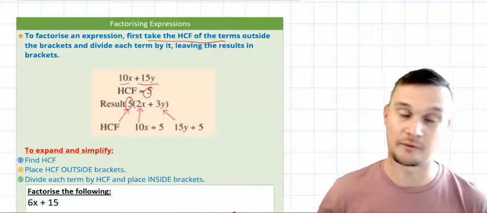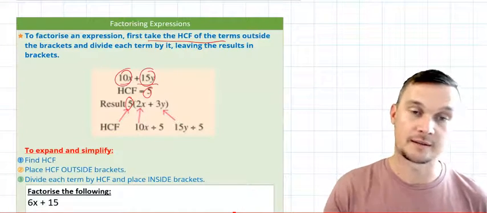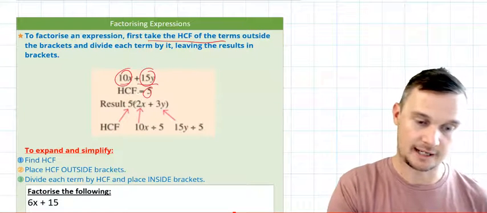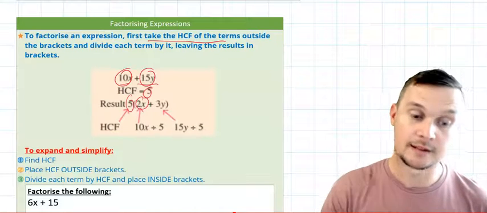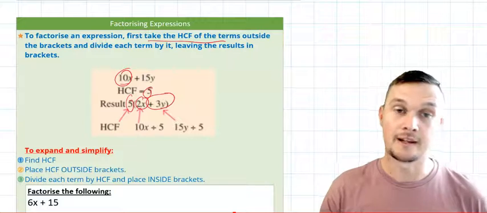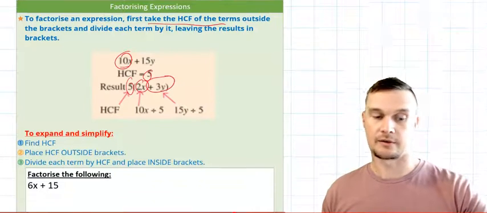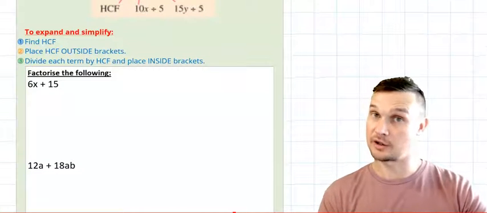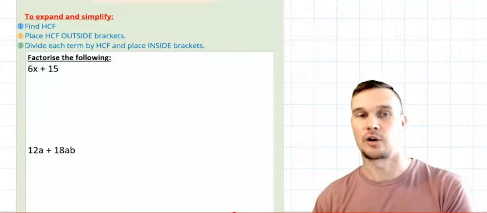So I'll put the 5 on the outside of the brackets, and then I divide both of these by 5, and that goes on the inside of the brackets. In this case, I have 5 on the outside. 10x divided by 5 will be 2x, plus 15y divided by 5 will be 3y. Again, all we're doing here is a reverse of expanding brackets. So the three steps are: find the HCF, place the HCF on the outside of the brackets, and then divide each term by the HCF and place that on the inside of the brackets.